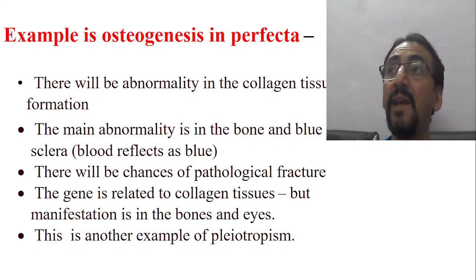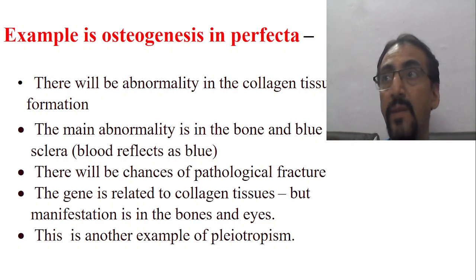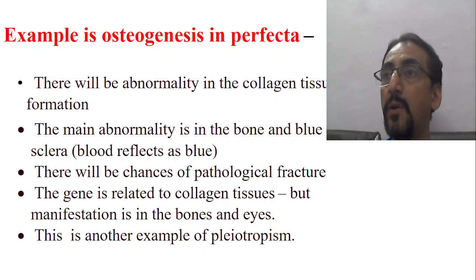Okay, there is abnormality in the formation of the collagen tissue. One particular protein which is required for the formation of the collagen tissue is genetically absent because of the dominant gene problem. Now this collagen tissue problem may be seen in two parts. One is in the bone. We know that in osteogenesis imperfecta, there will always be bone problem and there will be pathological fractures.